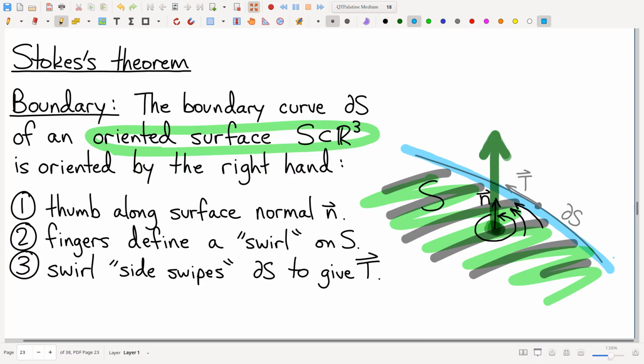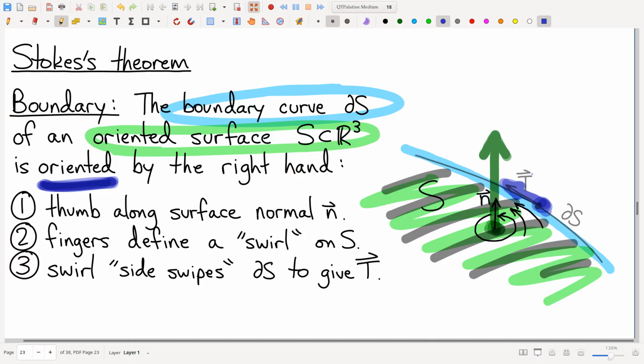Okay. And this boundary also needs to be oriented. So the boundary curve comes with an orientation, and its orientation is according to a very specific rule. Again, there are several different ways that you can state this rule, and I think a pretty good one is to use what I'm going to call the right-hand rule. There are various different versions of the right-hand rule. I think this is the easiest way to think of this.